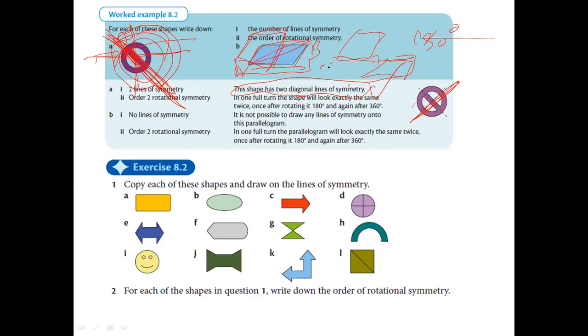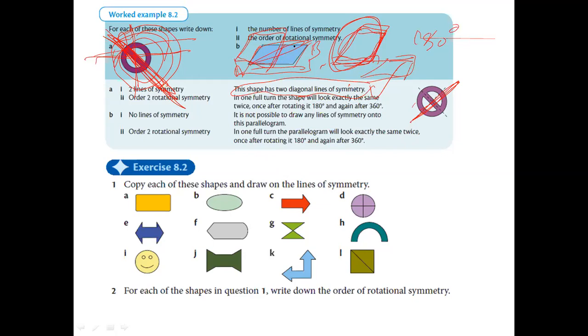Also at 360, when you rotate, your shape is not changing and it comes back to itself. That's why a parallelogram has order two rotational symmetry. In one full turn, the parallelogram will look exactly the same twice: once after rotating it 180 degrees and again at 360 degrees. In a parallelogram there are no lines of symmetry.